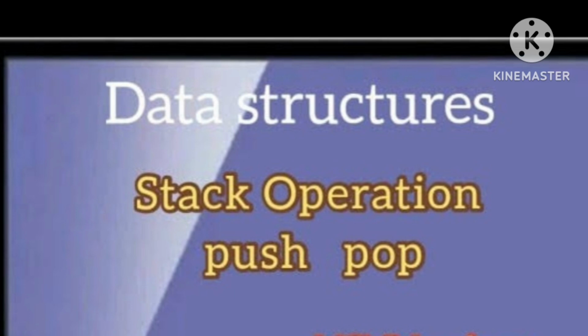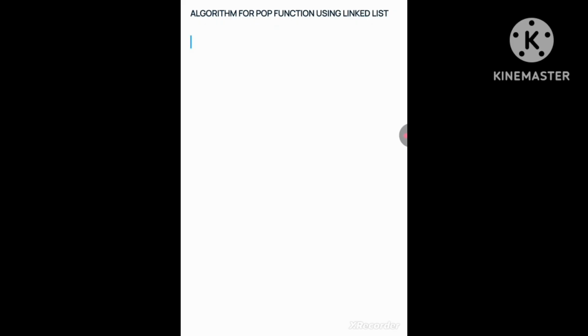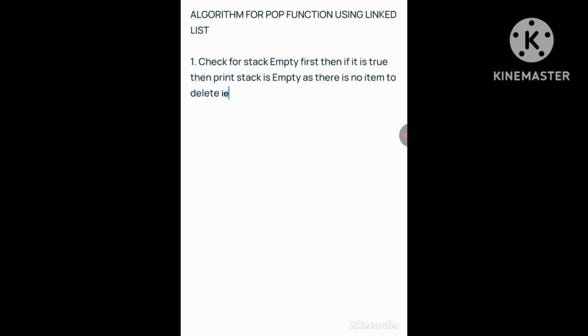Next we understand the pop operation using linked list on stack. For this first we understand the pop operation algorithm on stack. Here is the algorithm for pop function of stack. First we have to check the condition of the stack to be empty or full. Now if the stack is empty, we will print the statement "the stack is already empty", and go to the else part where we have to delete the items from the stack.